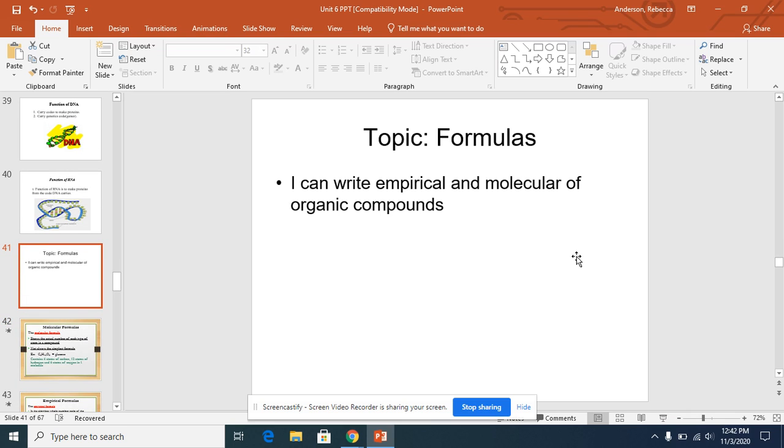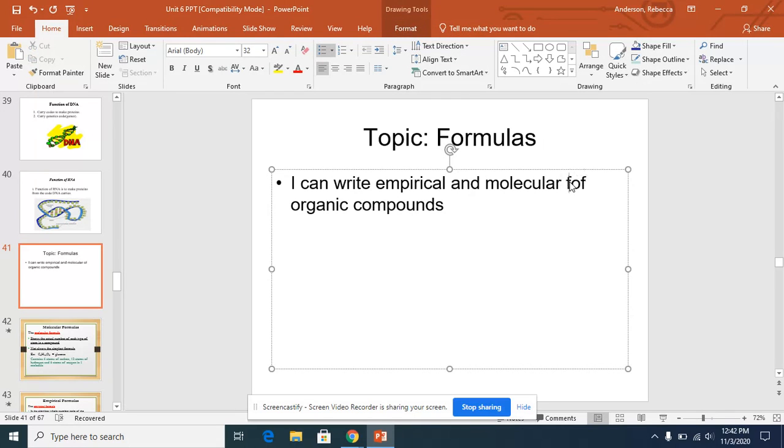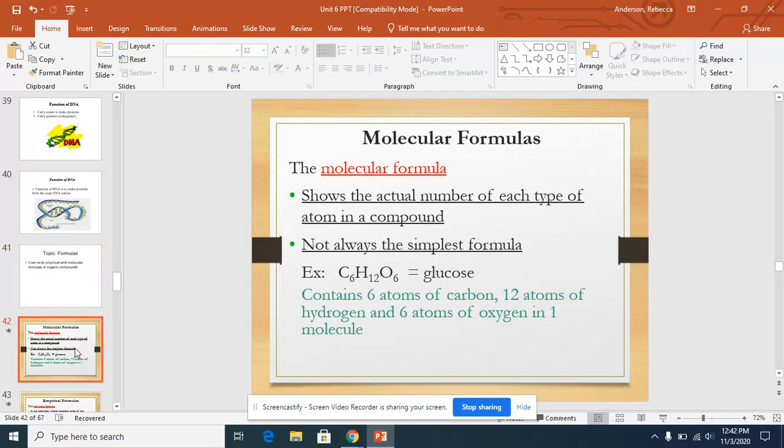Hello, so today we are going over the topic is formulas, and the goal is I can write empirical and molecular formulas of organic compounds. Okay, so first we need to know what molecular and empirical formulas are. So, molecular formula shows the actual number of each type of atom in the compound. It's not always the simplest formula.